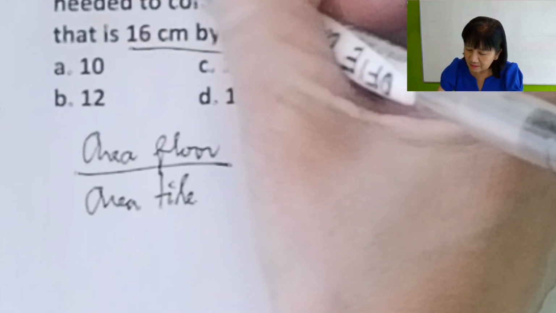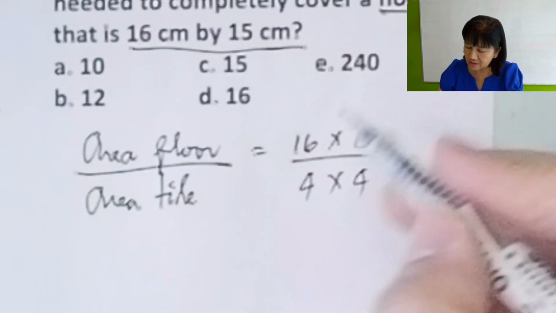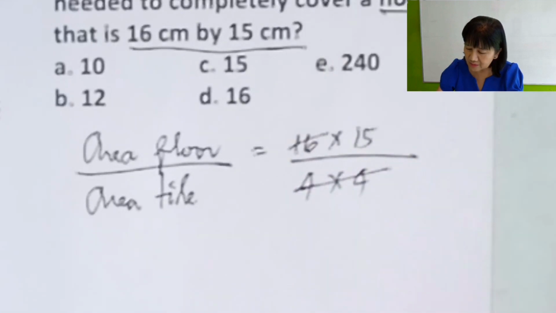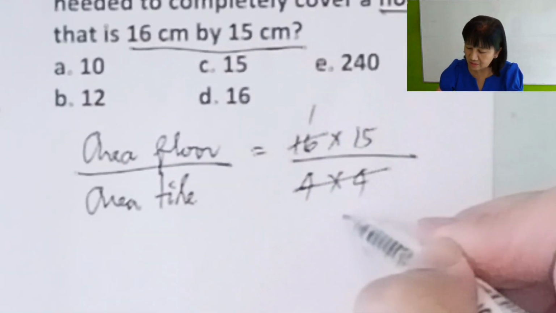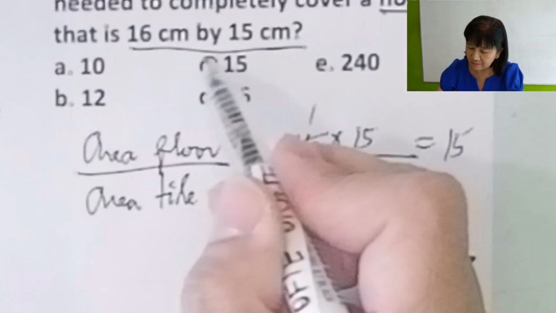Over the tile, each tile is 4 by 4. Oh, this is easy. This is 16. 4 times 4 is 16. Cancels. So you get 1, 1. So the correct answer is 15. There. So we have letter C.